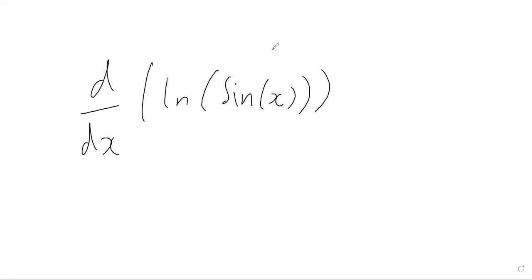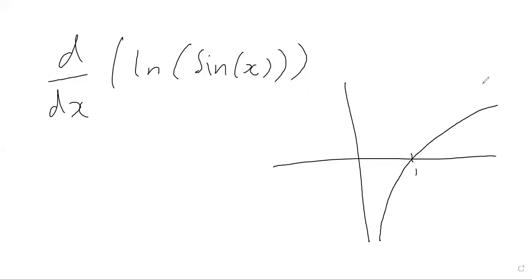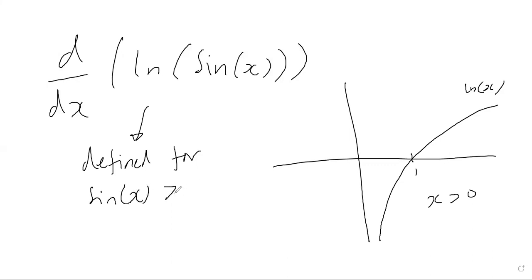But before we do that, let's just consider the domain of possible x values in which this natural log of sine x is defined. So we know if we just sketch a graph of the natural logarithm, it looks something like this, crossing through at 1 there, and this is ln of x. So we know that this function is only defined for x values greater than 0. So it must be true that this natural log of sine of x is defined for sine x values greater than 0.